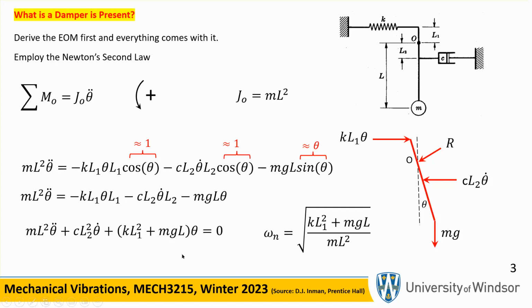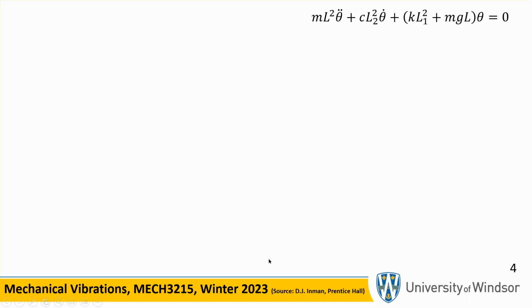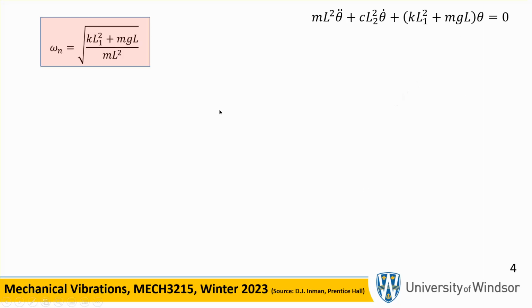And if you want to find the natural frequency of it, take the effective stiffness, which is the coefficient right in front of theta, and divide it by the effective mass, which is mL squared. And there we are. Now, I wrote this here for your convenience. Here's the natural frequency that we just saw a second ago.